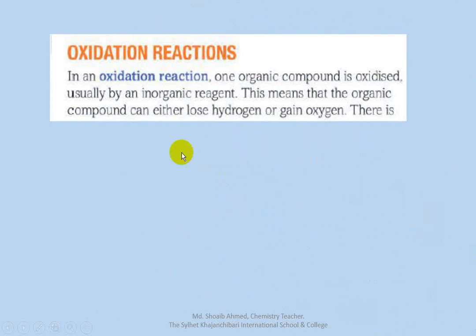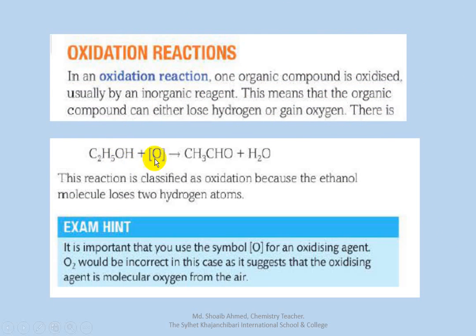Now, oxidation reaction. In an oxidation reaction, you know, there is a gain of oxygen. One organic compound is oxidized, usually by an inorganic reagent. This means that the organic compound can either lose hydrogen or gain oxygen. There is an example here. This compound gains oxygen or loses hydrogen.